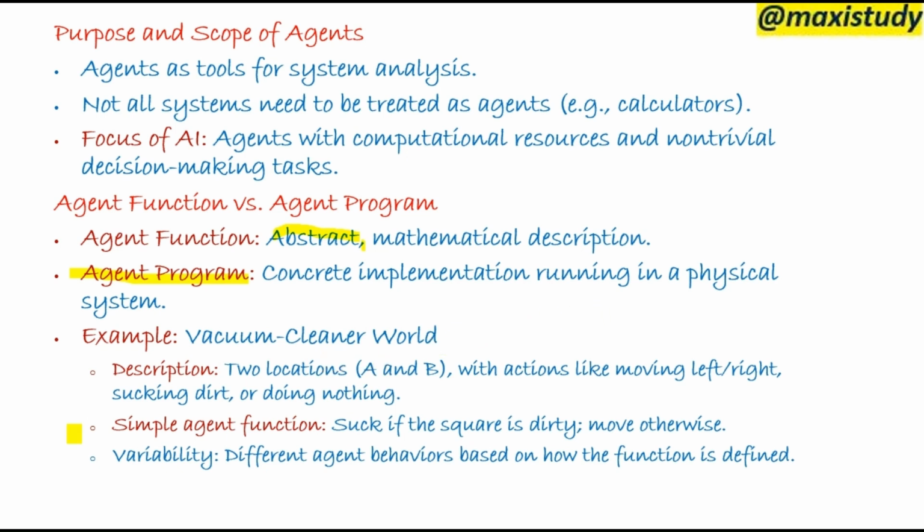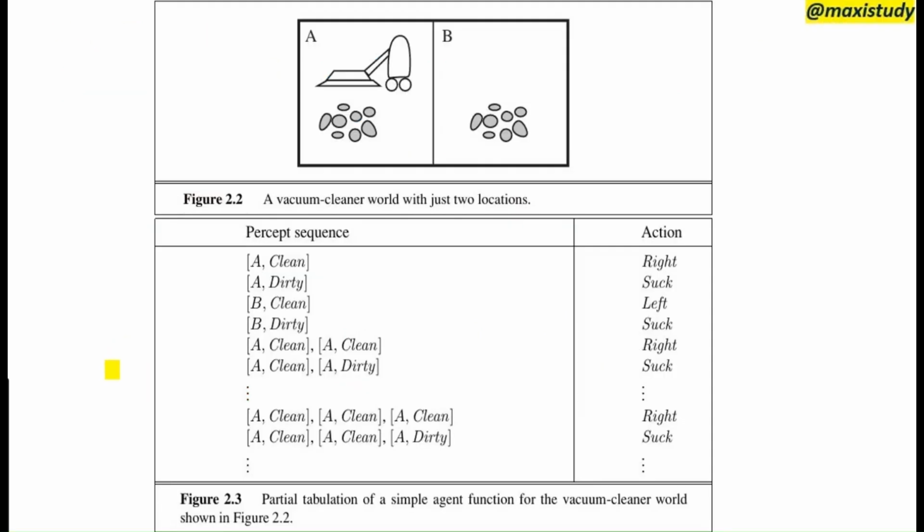Take the classic vacuum cleaner agent. It perceives its location and whether there is dirt. If it finds dirt, it sucks it up. If not, it moves to the other square. By tweaking its agent function, we can create smarter or dumber versions of the vacuum. This simple world illustrates how agent behavior can be designed and evaluated.